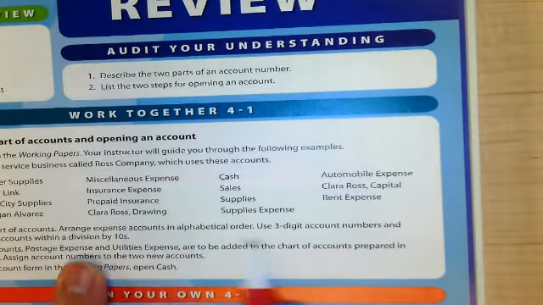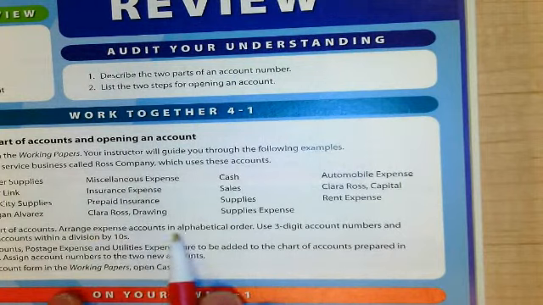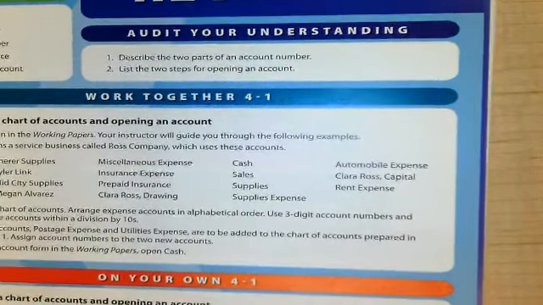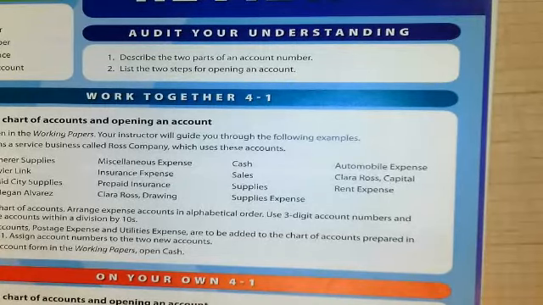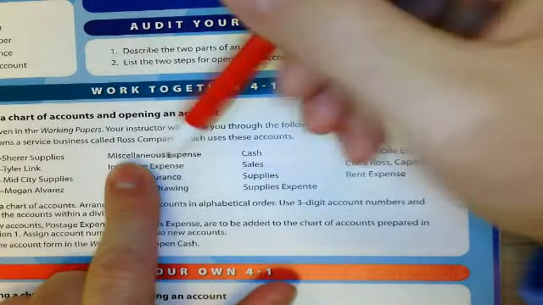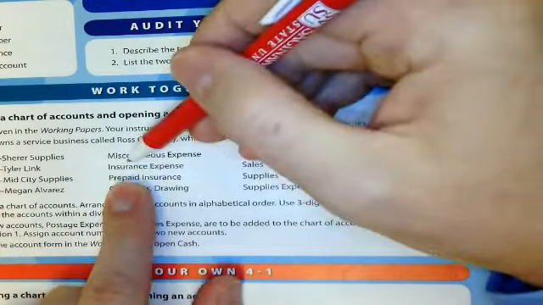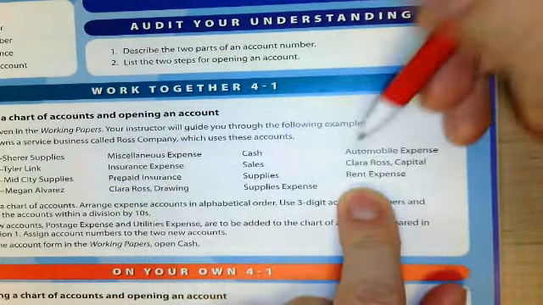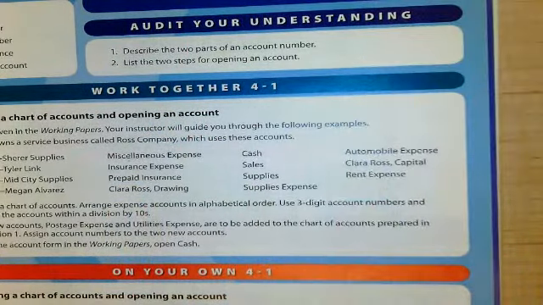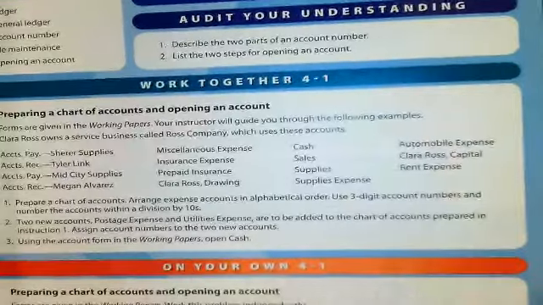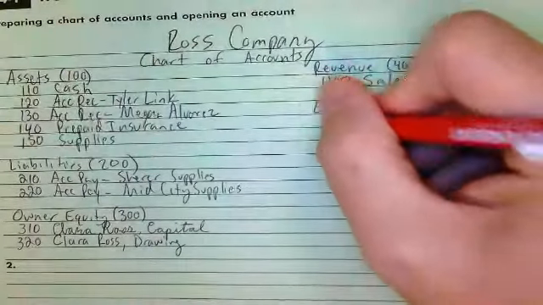They ask you, please arrange expense accounts in alphabetical order. This is where you all pull out your alphabet line. It goes A, B, C, D. So let's look at all of our expenses. We have miscellaneous, insurance, supplies, automobile, and rent. What's going to be my first one? Automobile. Good.